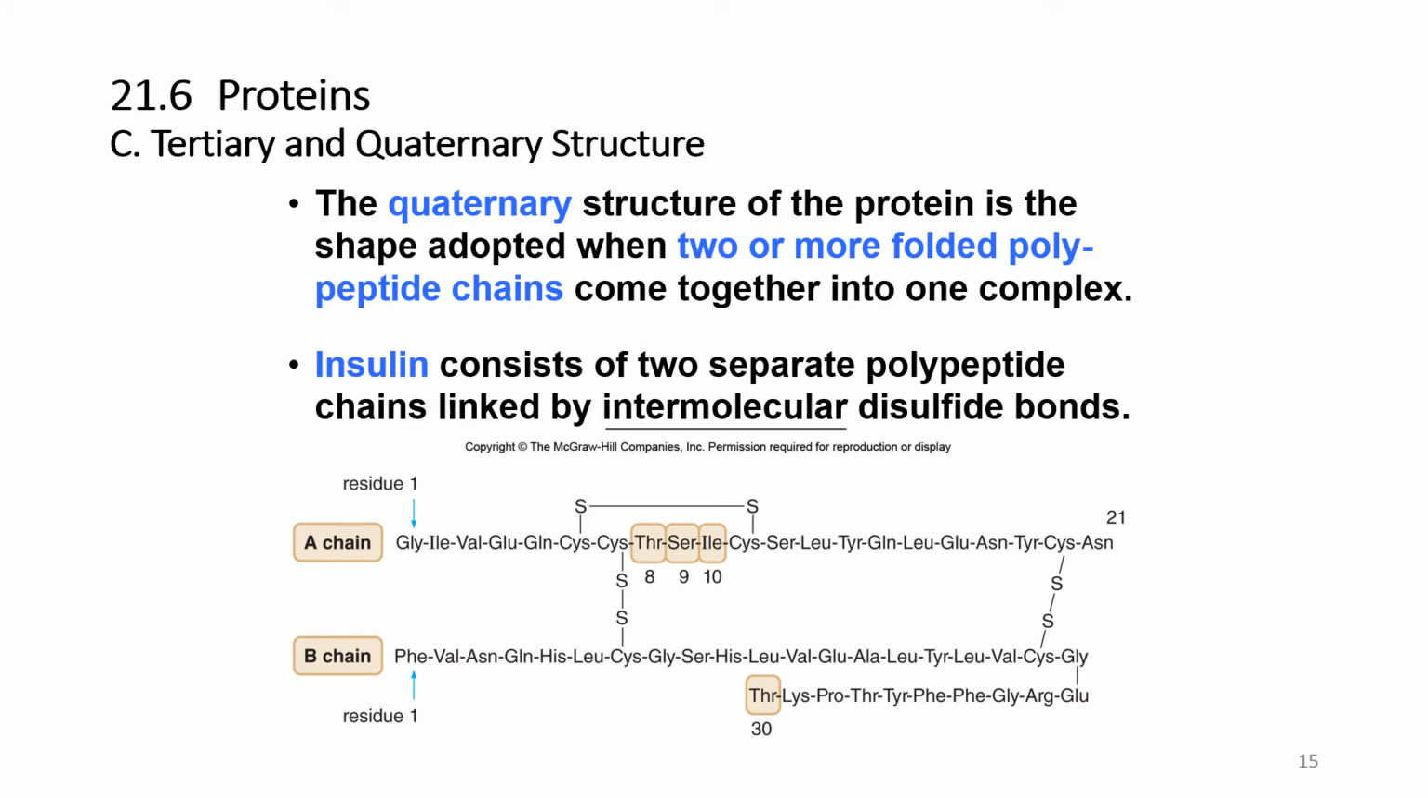So you see in the first chain, or the A chain here, residue number 1 is a glycine, and it has a total of 21 residues. And in the B chain, we've got a phenylalanine as residue 1, and a threonine as the last residue in this chain. And you see there will be intramolecular interactions between these 2 parts of the chain. But we have disulfide bonds between these 2 separate chains.